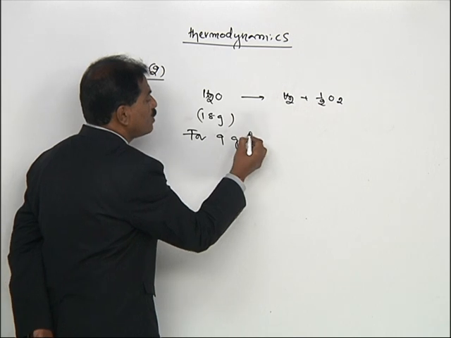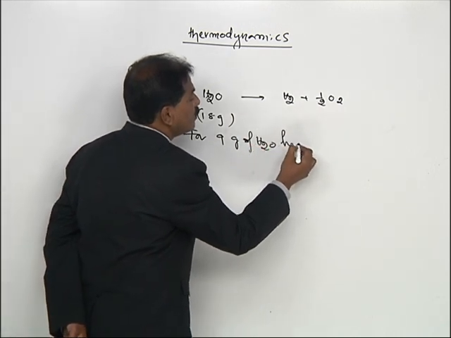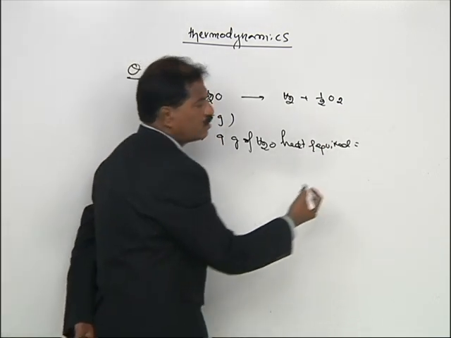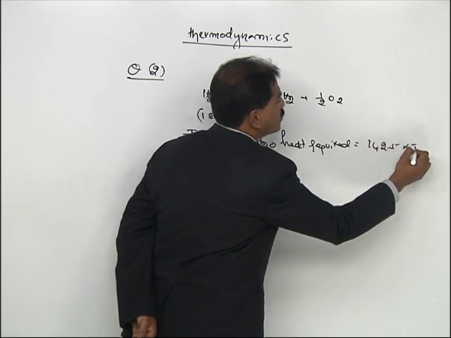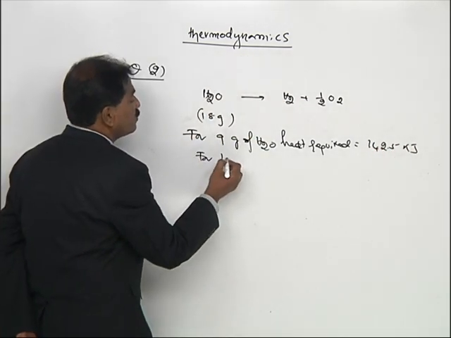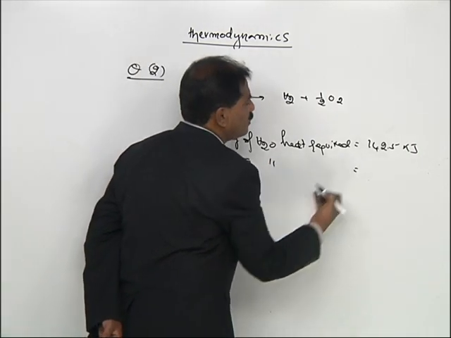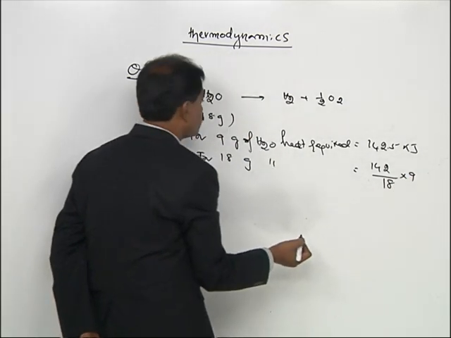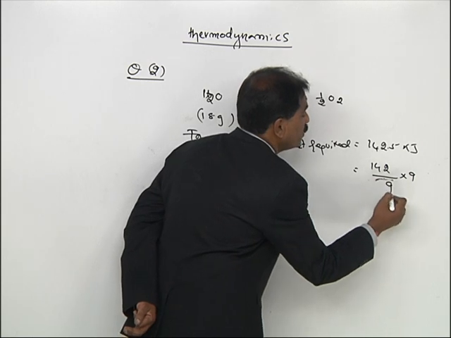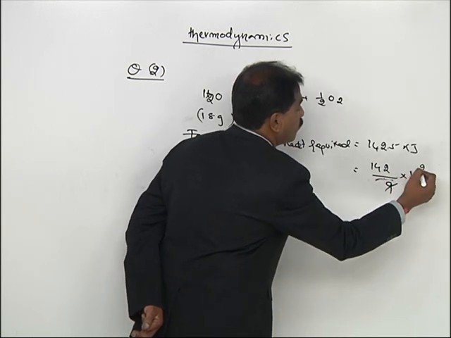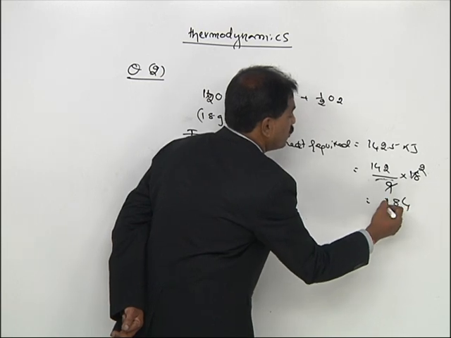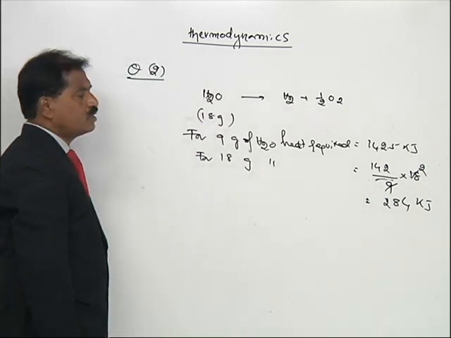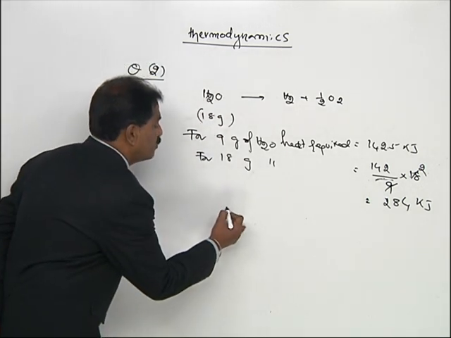For 9 grams of water, heat required is 142.5 kilojoules. Next, for 18 grams of water, heat required is 142 by 9 into 18. Therefore, the quantity of heat required is 284 kilojoules. Next, the heat of formation of water. We want to calculate the heat of formation of water.